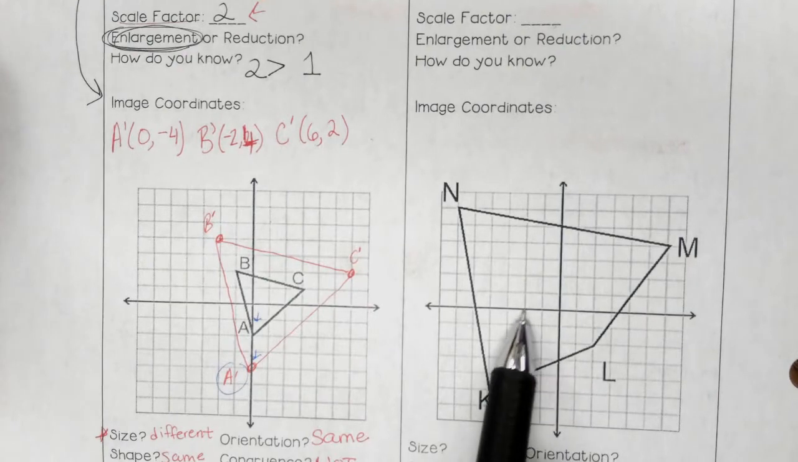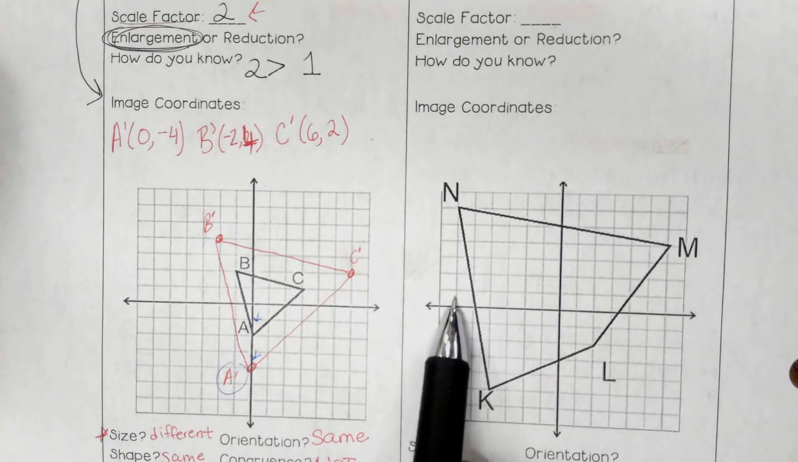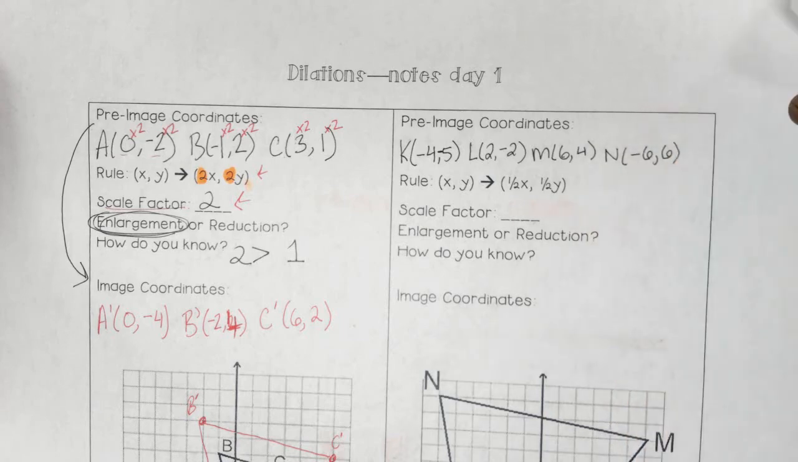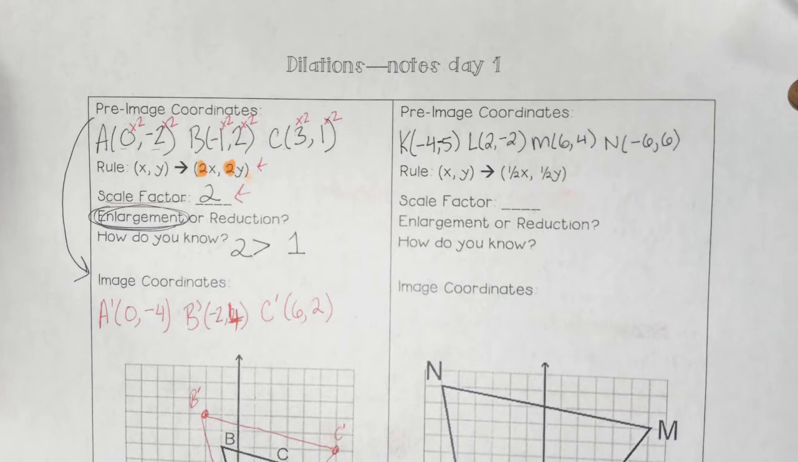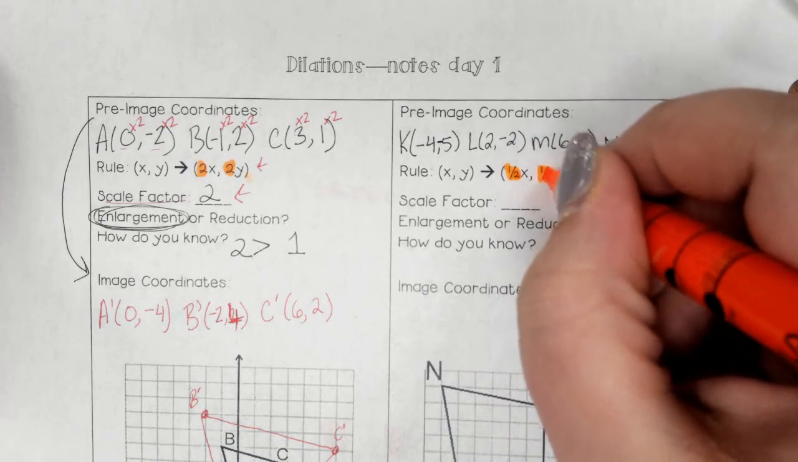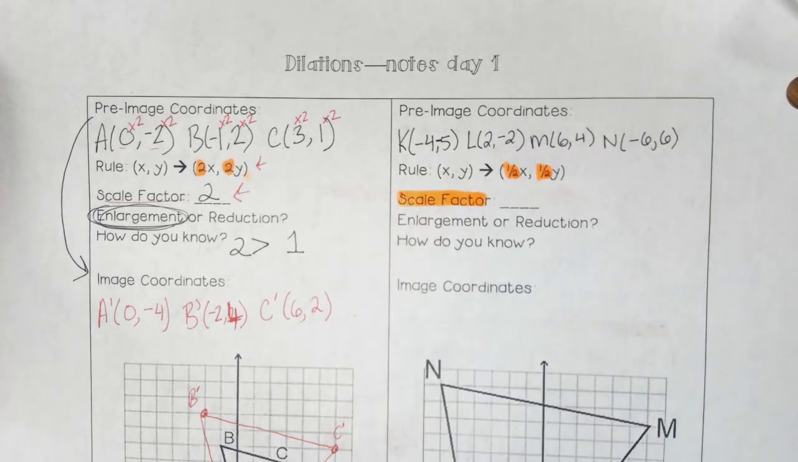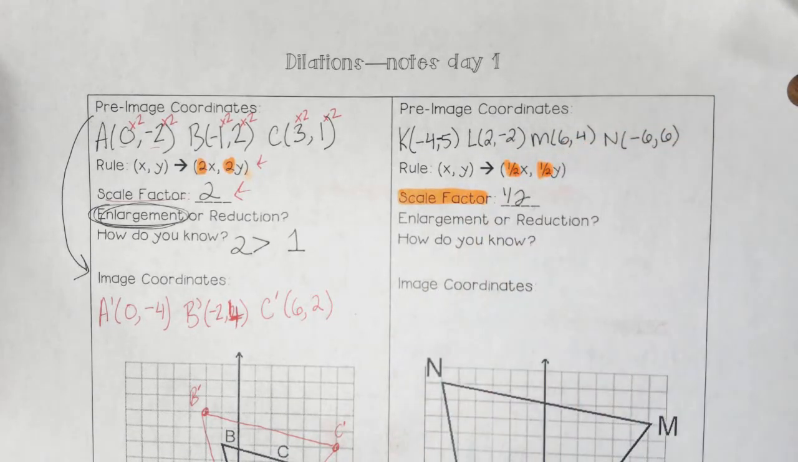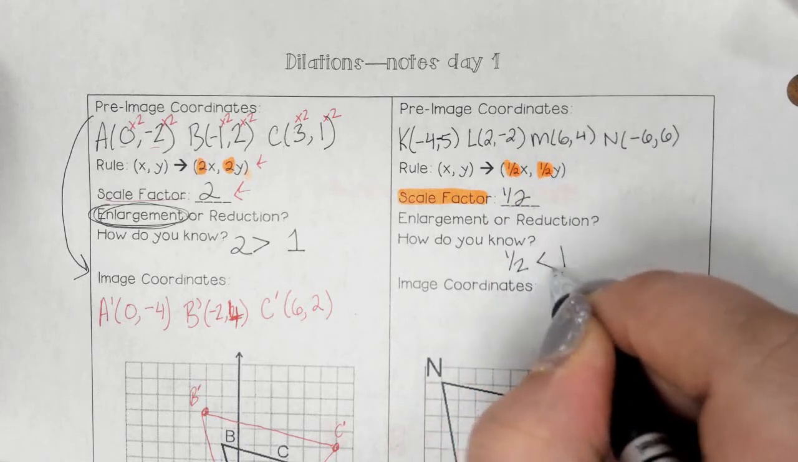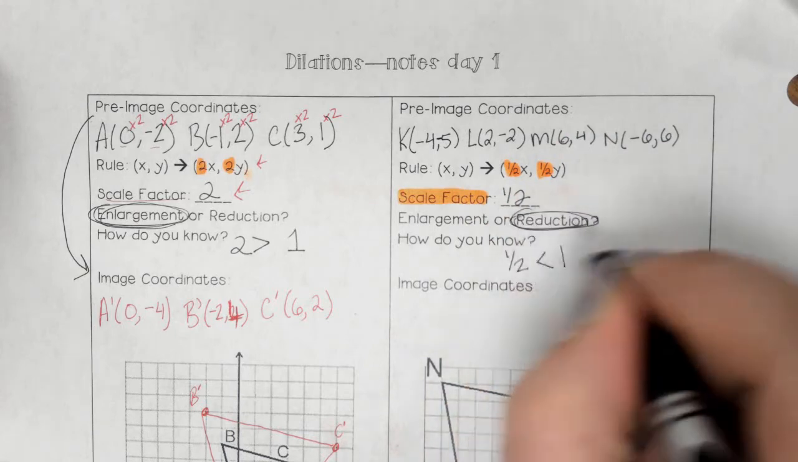And N is left 1, 2, 3, 4, 5, 6. Up 1, 2, 3, 4, 5, 6. So N's ordered pair is negative 6 because we went to the left, positive 6 because we went up. The rule is half times x, half times y. So the scale factor is just 1/2. One half compared to 1, 1/2 is smaller than 1, which means this is going to be a reduction.